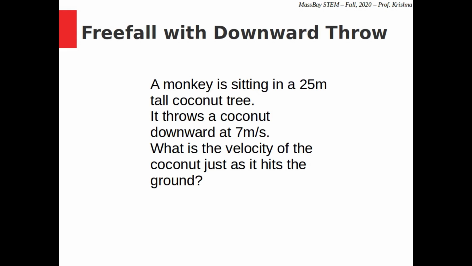In freefall questions, an object is pulled towards the center of the Earth, and there's nothing else acting on it. But the object can be thrown initially. Consider this variant on the previous question. A monkey is sitting in a 25-meter tall coconut tree. It then throws a coconut downwards at 7 meters per second. What is the velocity of the coconut just as it hits the ground?